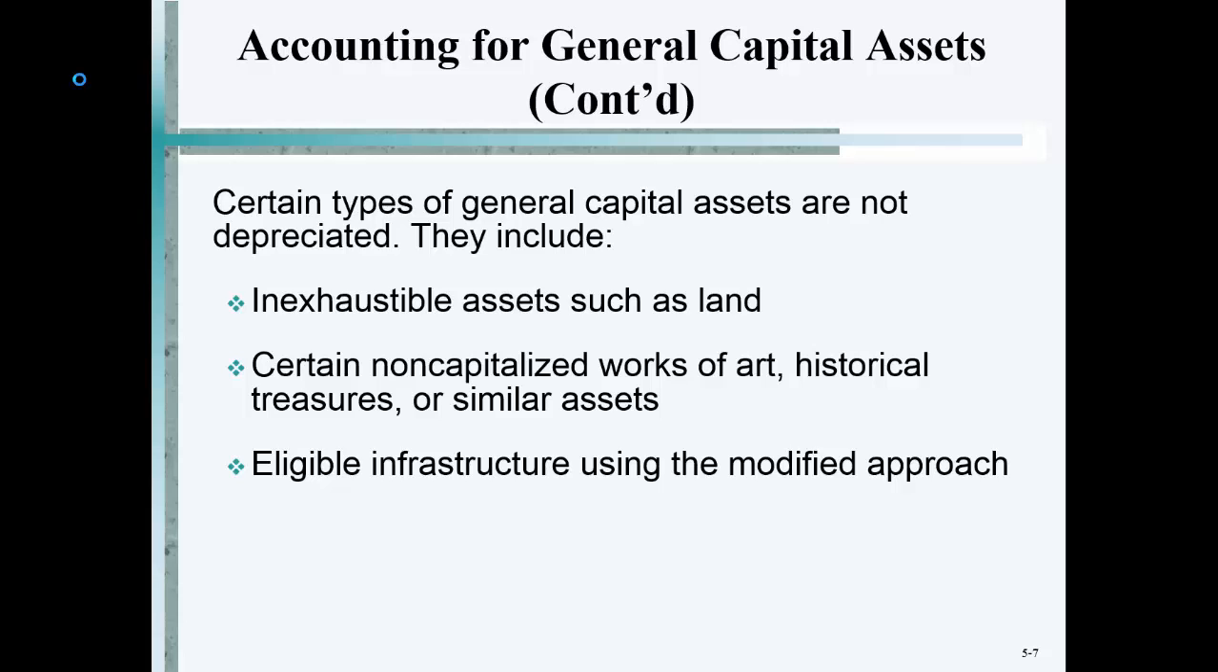But you don't depreciate something like this priceless piece of art. What's the depreciation on it? It may appreciate, right? Okay, now we don't write it up, but we certainly don't write it down. But we also have our infrastructure assets. And if we qualify for something called the modified approach, we will not depreciate our infrastructure assets, but we have to qualify for that approach.